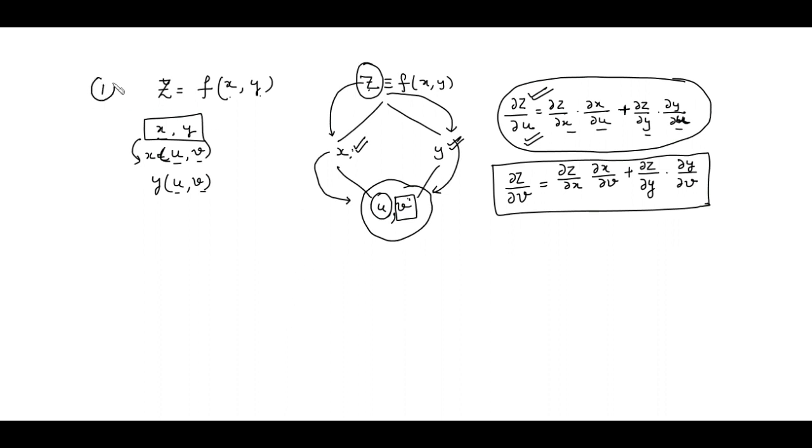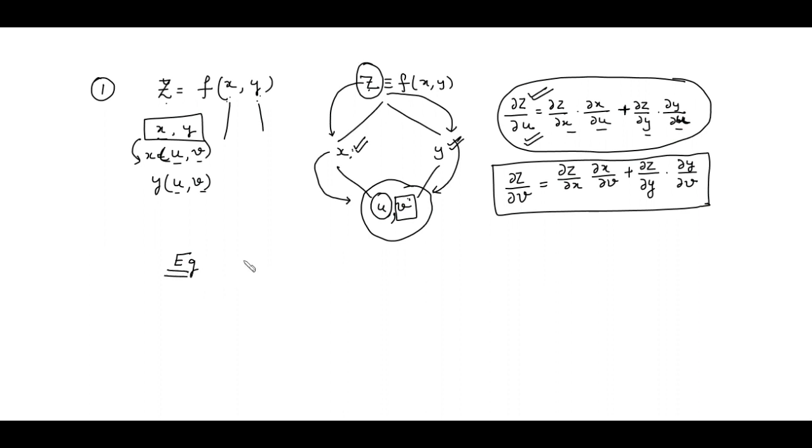So this is the first rule. Whenever you are having z as a function of two independent variables and further x and y, they are the functions of two other variables. Now just see with the help of an example.